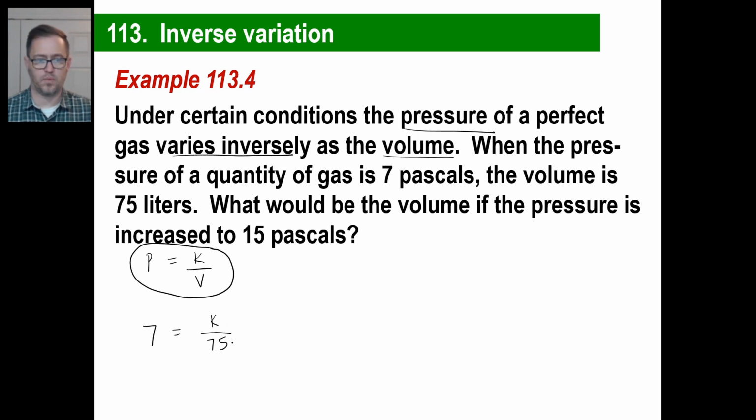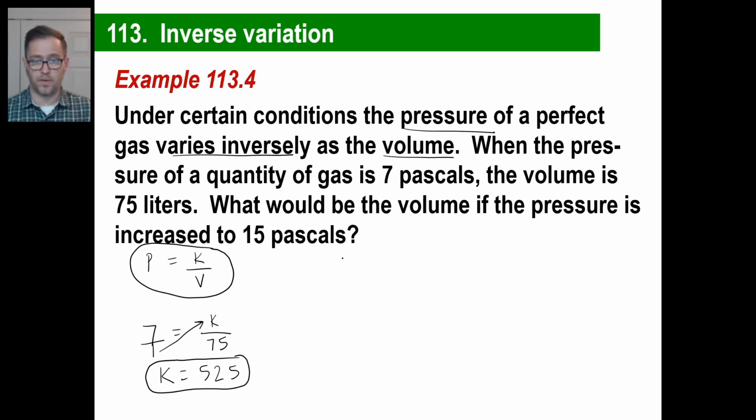Okay, now we're going to need to find out what K is. So how do we do this? We're going to use cross multiplication. So 1 times K is 7 times 75. And you're going to have to go ahead and do the arithmetic. I'll just tell you right now, it's 525. So we have found out that K is 525.